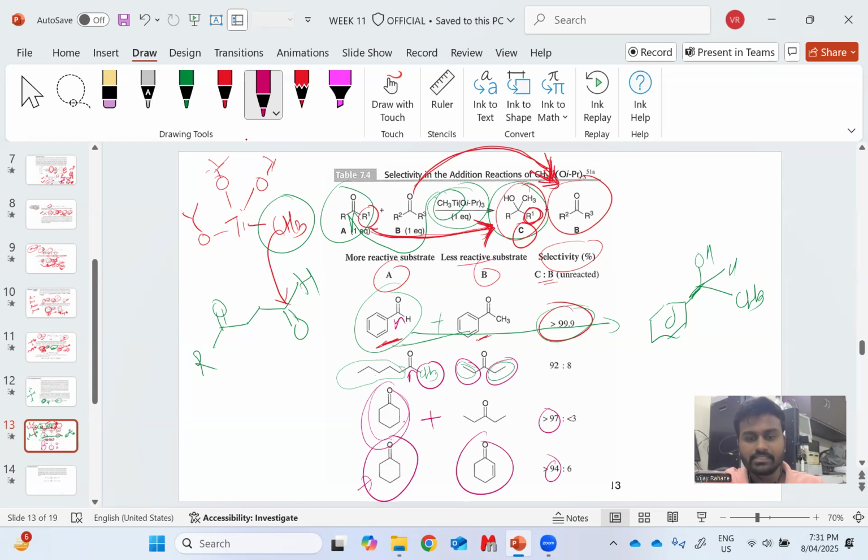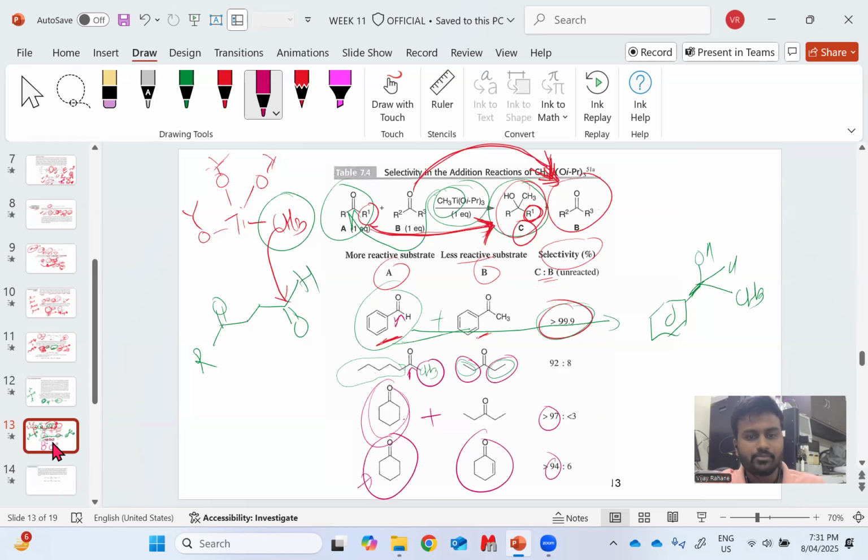We have seen three, four examples of how selectively this methyl group gets transferred from titanium to the carbonyl, and particularly this reagent has more affinity towards the aldehyde compared to the ketone, and also if you have both ketones, then at that time there is more affinity toward the less substituted ketone.